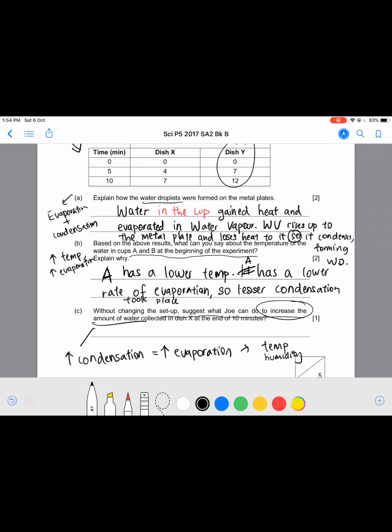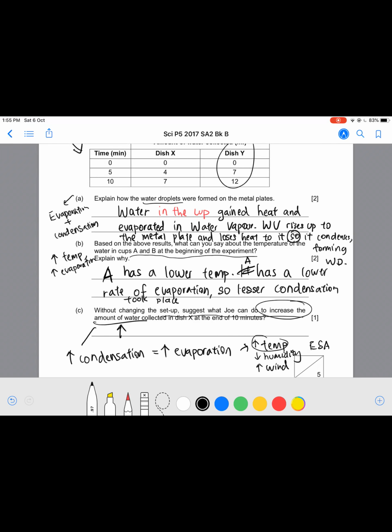Alright, reduce humidity, increase your temperature, increase wind also can. Alright, and also you can, what can you do? Expose surface area. But in this case, you can't really do much to expose surface area, because the cup size is the same. So the few ways would be either you place it somewhere windy, but actually you can't change the location also, right? So the only way is to increase the temperature. That will be the best way.